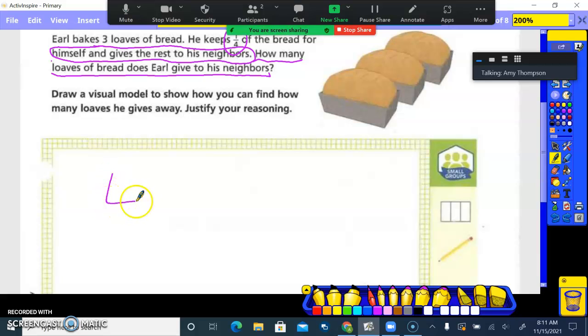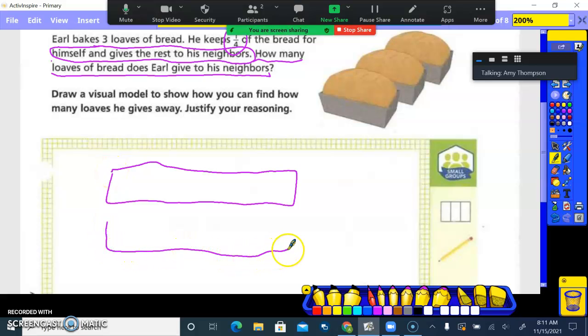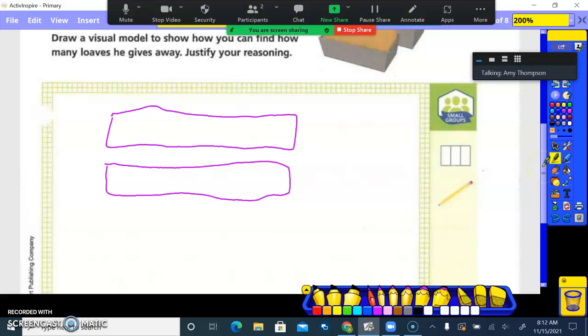3. So we're going to draw 3 boxes. And then we want our boxes to be congruent as possible. So what does congruent mean? Same size, same shape, right? Okay, then how many pieces do I need to break each one of those boxes into? 4. So fourths, right?